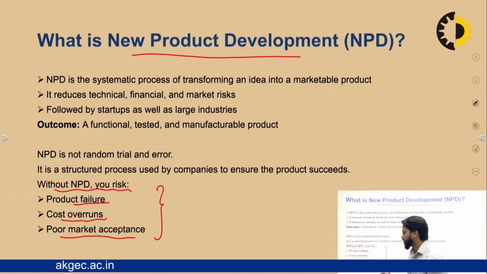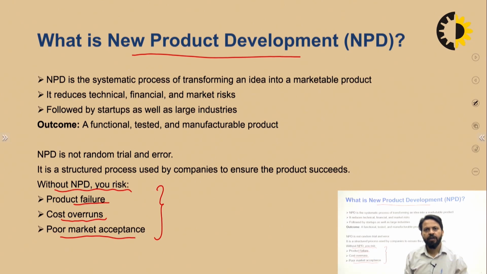Poor market acceptance: initially you think that your idea is better than anyone's and it will penetrate the market like anything. But over a period of time, if you have not planned, if you have not followed these systematic steps of product development, then these risks might happen. That's why many startups, large industries, and enterprises invest heavily in the planning stage itself, and the new product development process sets the guidelines, a systematic behavior, for how to follow these paths. That is the motivation, that is the process.